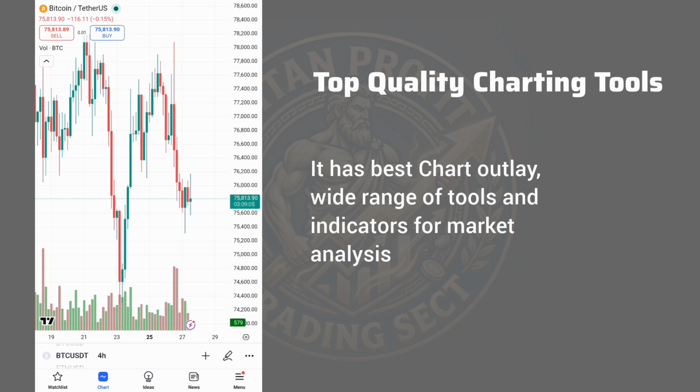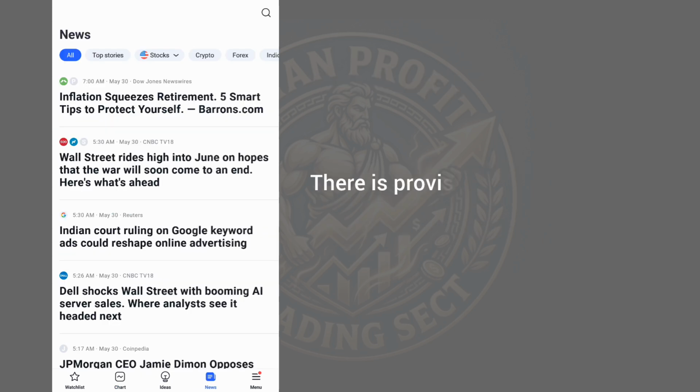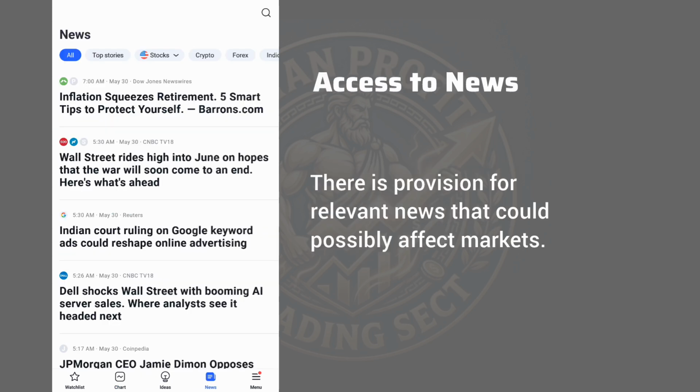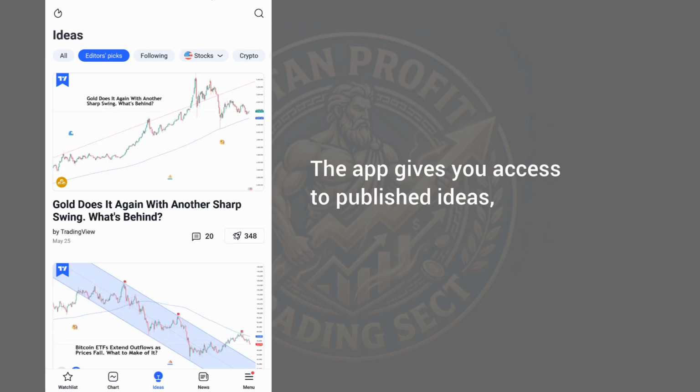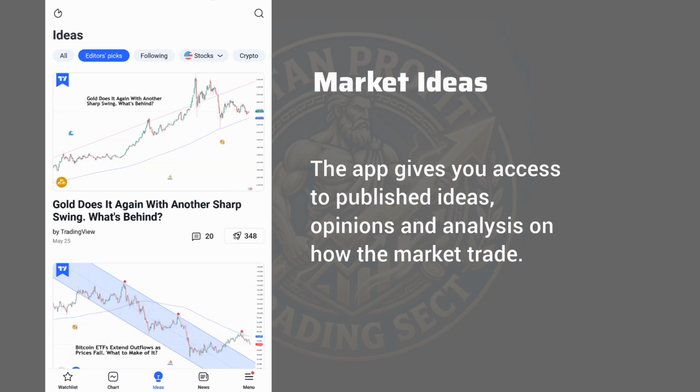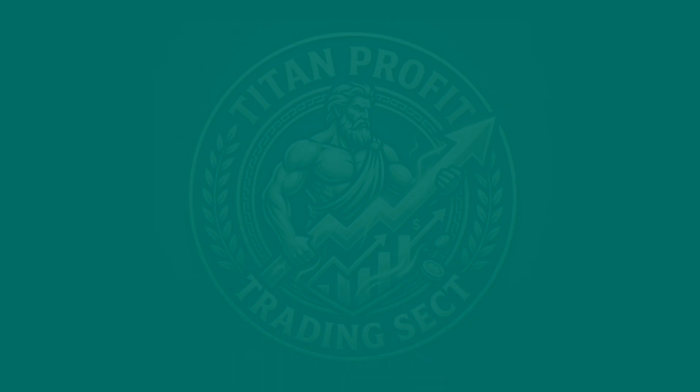So as you can see, it has good charts, top quality charts. It has a wide range of tools and it can also provide you with news. Yes, there's news inside the app that you can read, news that can affect the market. It also has ideas. You can see ideas. People have posted ideas about how the market will go, if it will go up or if it will go down. Yes, these are opinions of people.